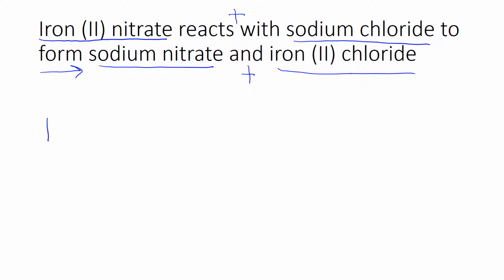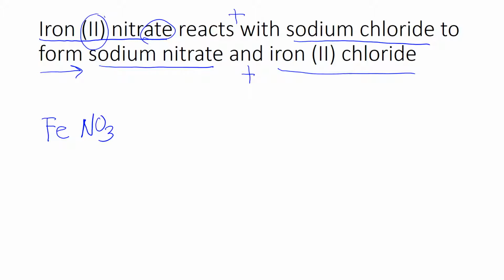The symbol for iron is Fe, and I have to look at the name, at those Roman numerals, to determine what the charge is. Metals are always positive. So this iron has a +2 charge. Nitrate, that ATE ending, tells us it's a polyatomic ion. And the charge for that is a -1.